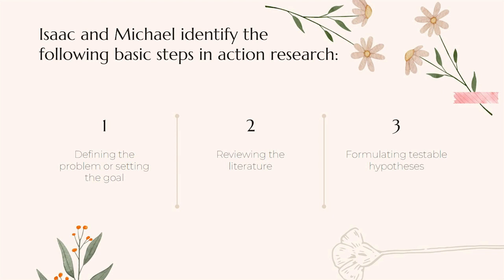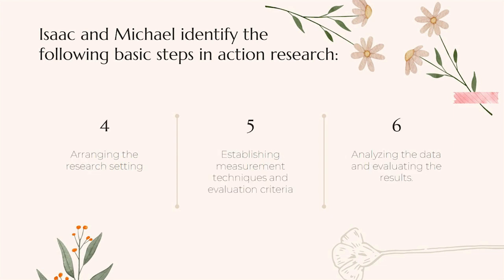Isaac and Michael identify the following basic steps in action research. First is defining the problems or setting the goal, reviewing the literature, formulating testable hypotheses, arranging the research settings, establishing measurement techniques and evaluation criteria, analyzing the data, and evaluating the result.